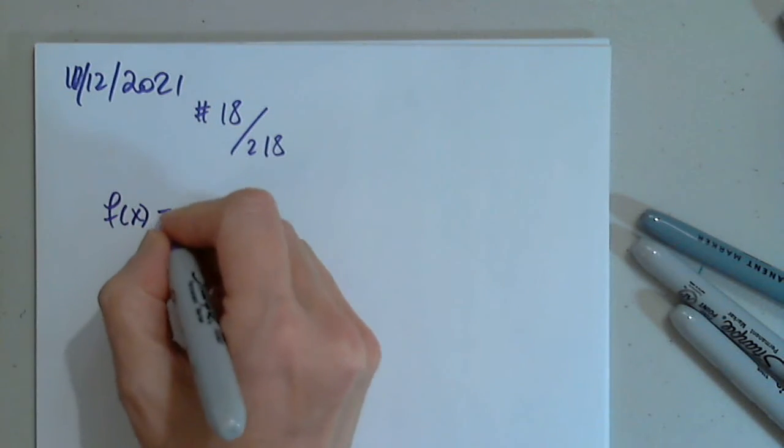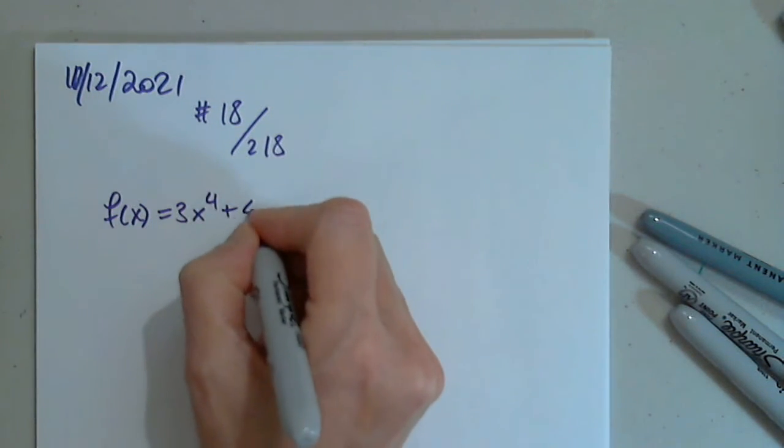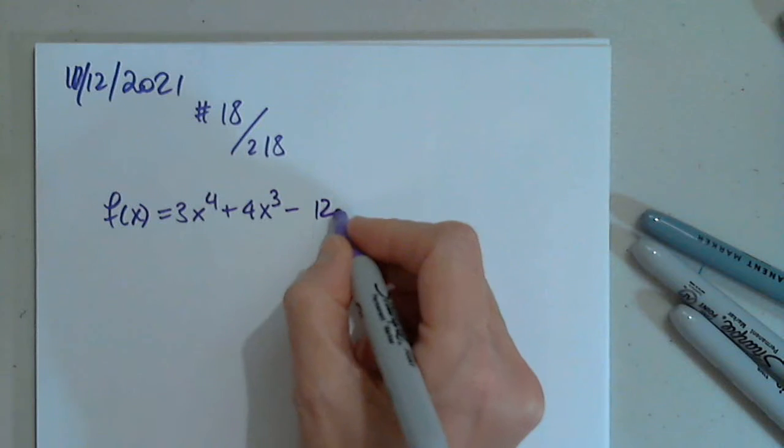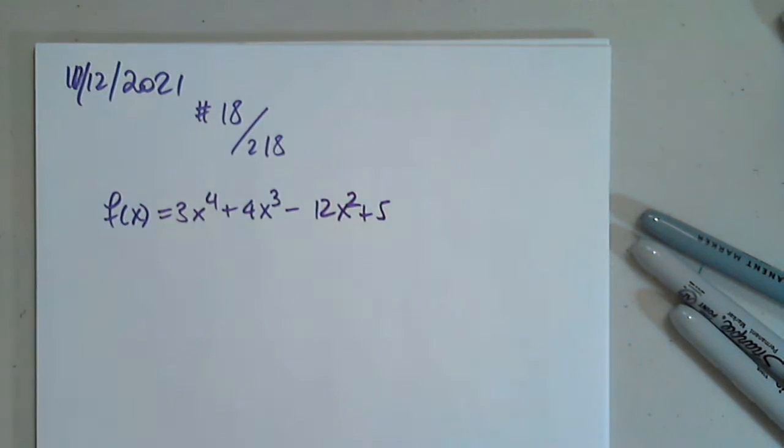f of x equals 3x to the fourth plus 4x cubed minus 12x squared plus 5. Perfect.